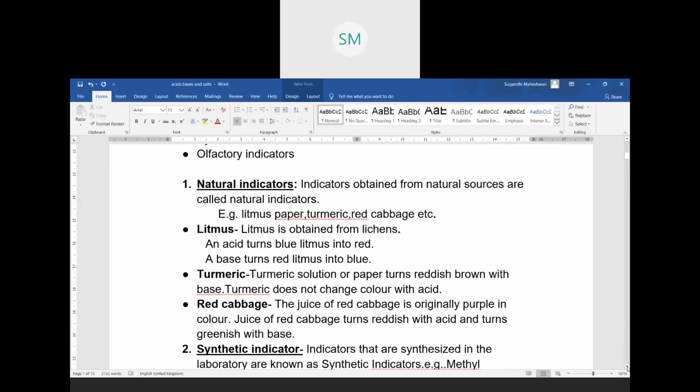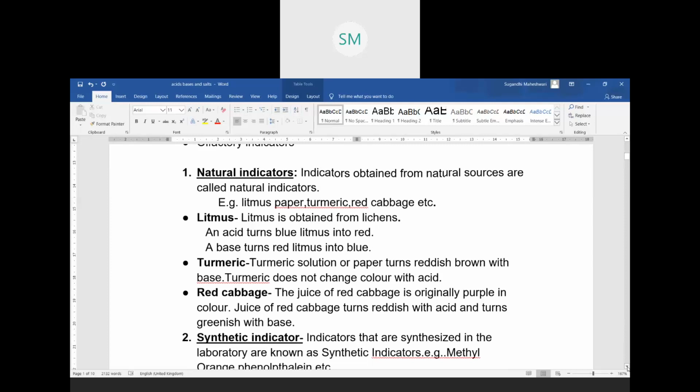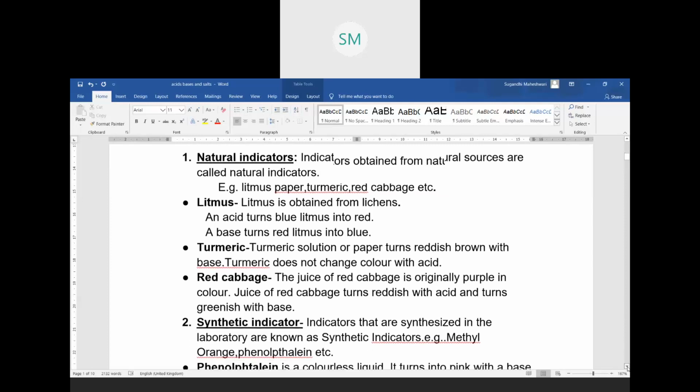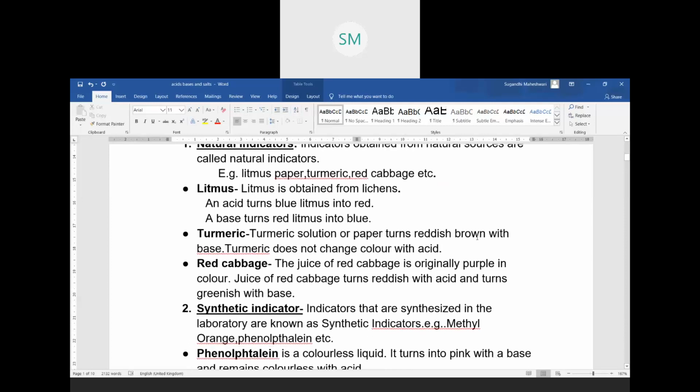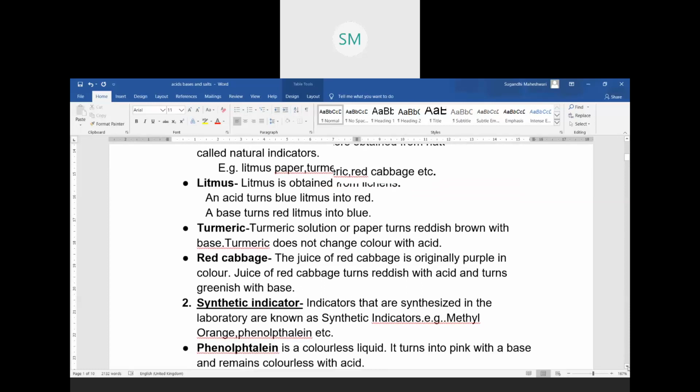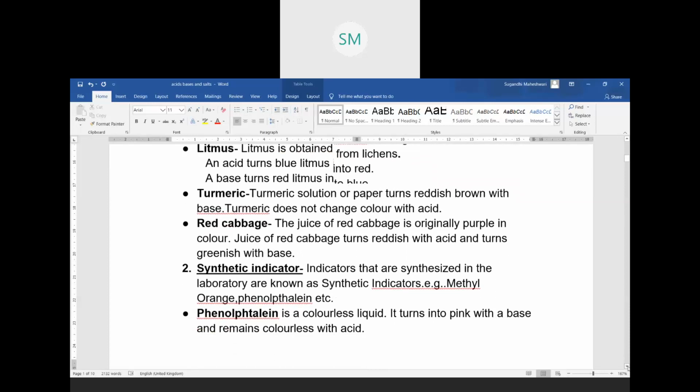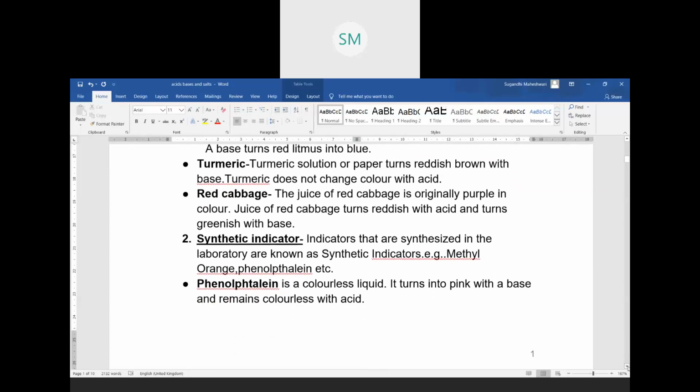You can also do this at your home. Take turmeric powder, make a solution and carry out the reaction with a base. Take any base. Okay. Now the third is red cabbage. The juice of red cabbage is originally purple in color. Juice of red cabbage turns reddish with acid and turns greenish with base.